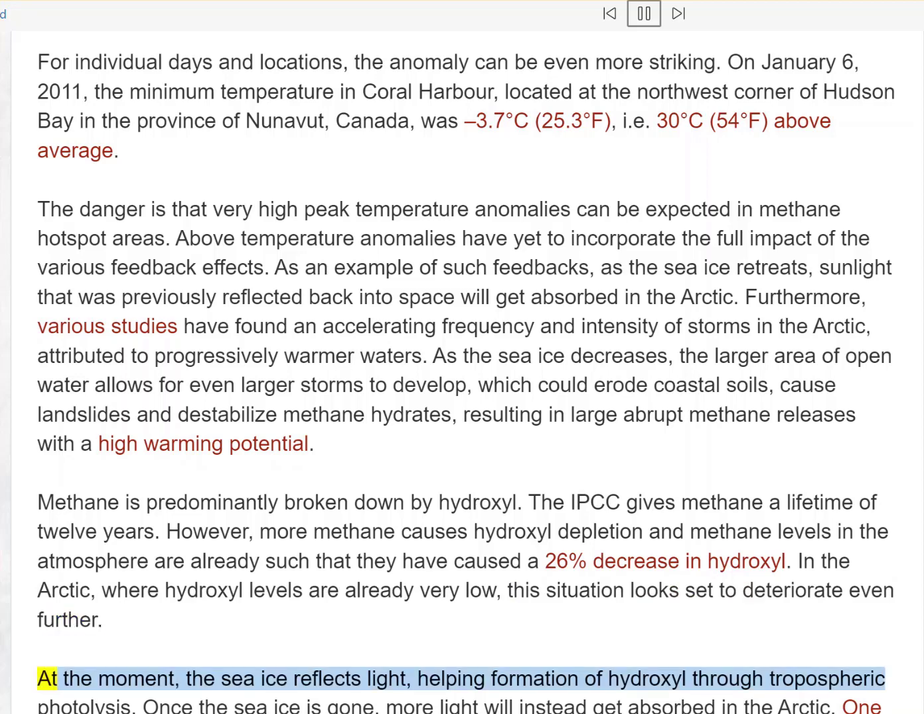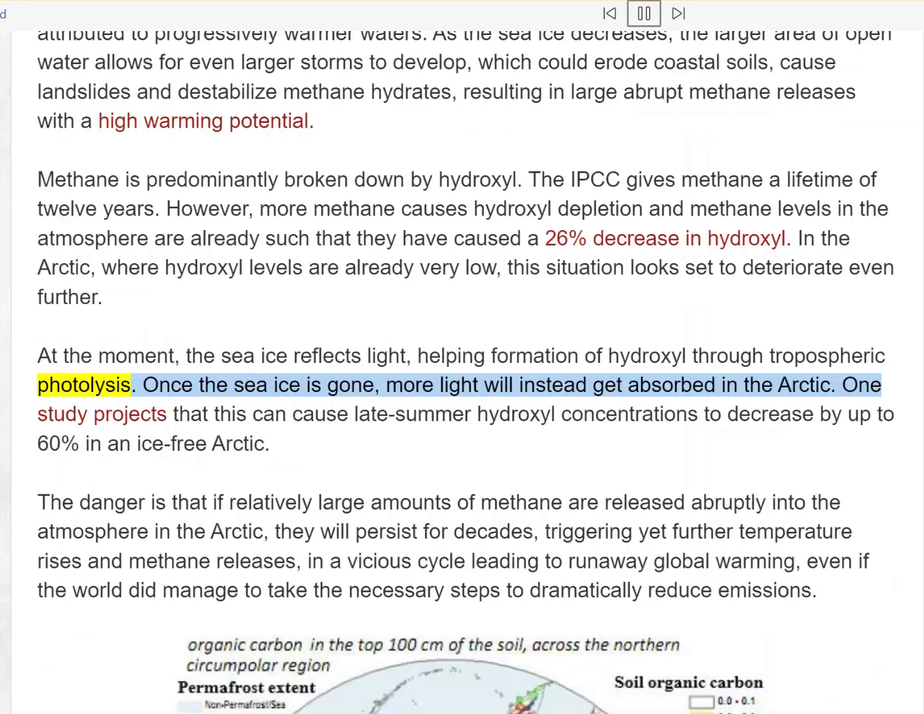At the moment, the sea ice reflects light, helping formation of hydroxyl through tropospheric photolysis. Once the sea ice is gone, more light will instead get absorbed in the Arctic. One study projects that this can cause late summer hydroxyl concentrations to decrease by up to 60% in an ice-free Arctic.